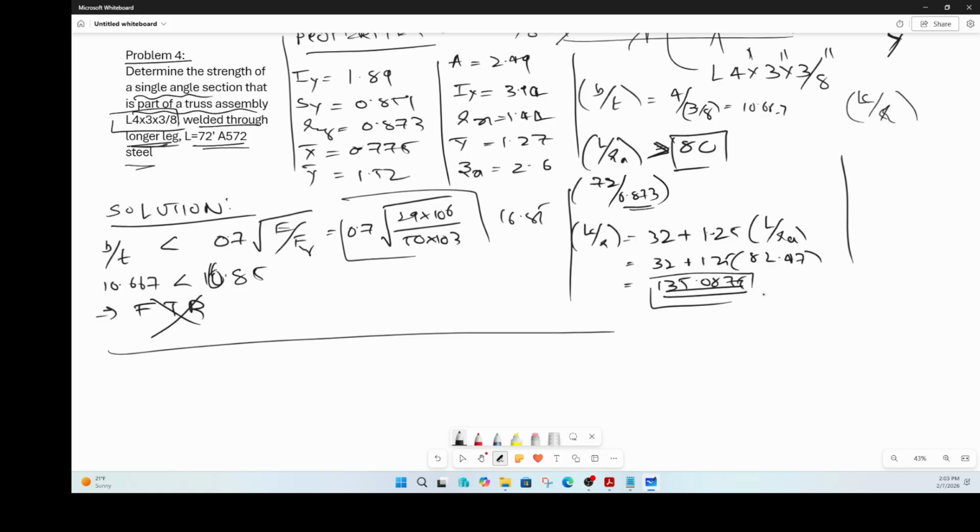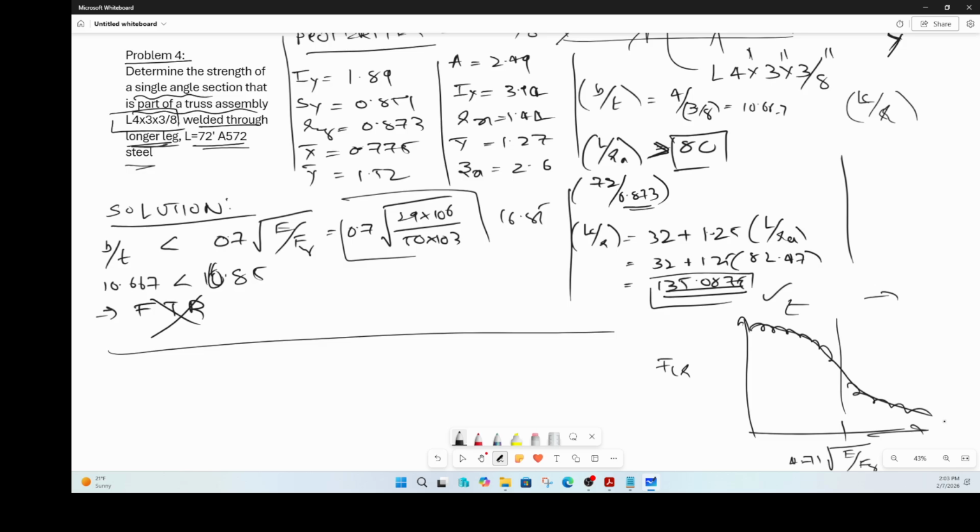Okay, now we got the slenderness ratio, LC by RA. How do you calculate your FCR? You know that the FCR is on the y-axis there. Your slenderness limit, which is 4.71 square root of E by Fy, is here, correct? You need to find out if you are here or if you are here. So if you take the curve, it will be something like this. Should I use this equation to find my FCR, or should I use this equation?